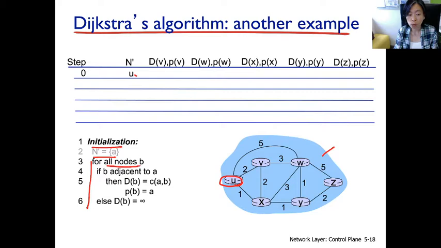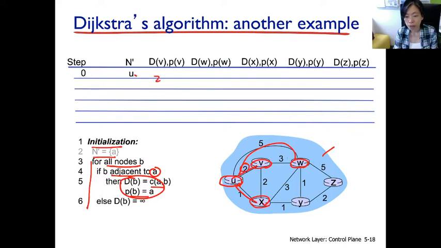Now, step number 2. That is to go over all the nodes and see if each is adjacent to U. If it is, then we do this: set the minimum distance to the node to the link cost between the source and the node, and set the predecessor to the source. So who are the nodes adjacent to the source U? We do have V and W and X here, right? V connected to U, W connected to U, and X connected to U.